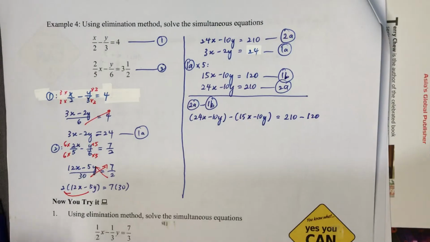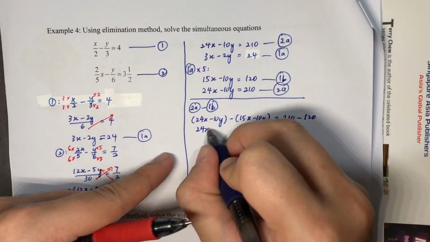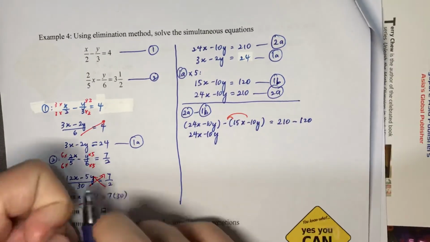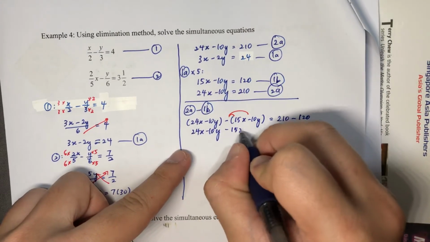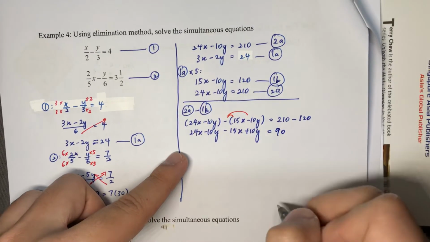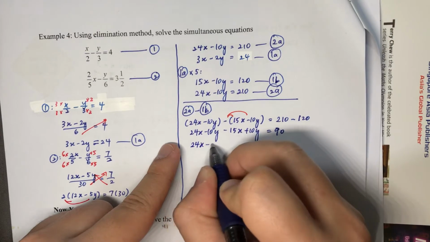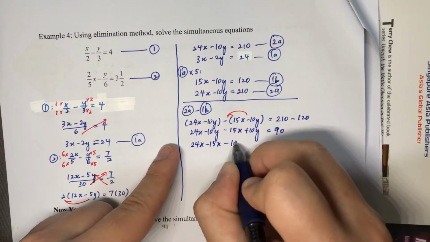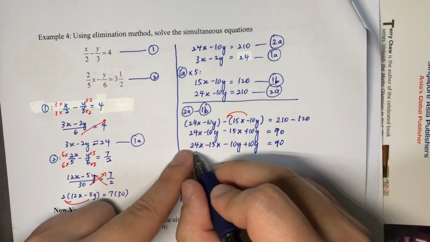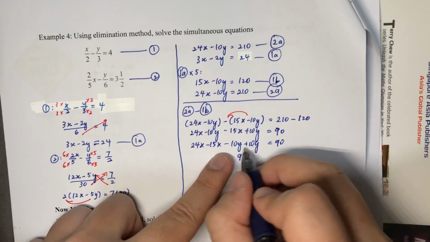Now let me simplify by opening up the bracket. So 24x minus 10y. This one I can minus, open the bracket, I have minus 15x plus 10y, equals to, this one gives me 90. You can use a calculator to find. So rearrange, I got 24x minus 15x minus 10y plus 10y equals to 90. So 24 minus 15 is 9x, negative 10y plus 10y is 0.